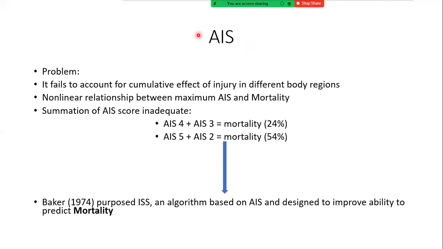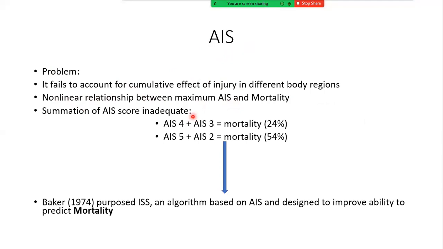But the problem with AIS is that it fails to account for the cumulative effect of injury. Suppose a patient has had 3 fractures, so you will give an AIS score to the femur fracture, the humerus fracture, and the radius fracture, but the cumulative effect is not given to us by the AIS. Only for one particular injury, one score will be given.